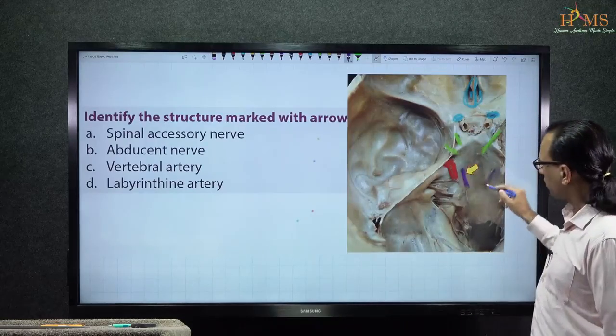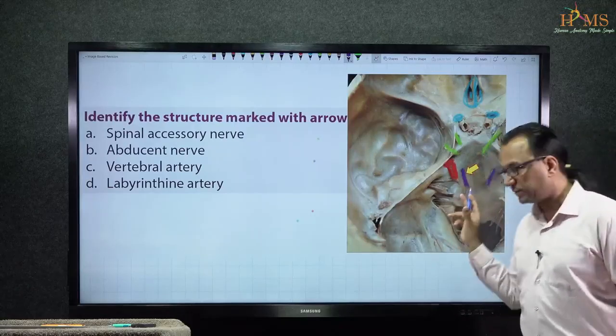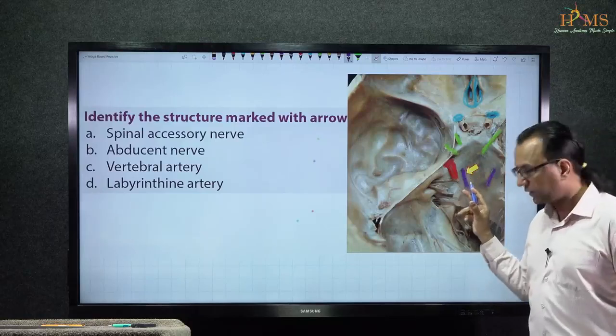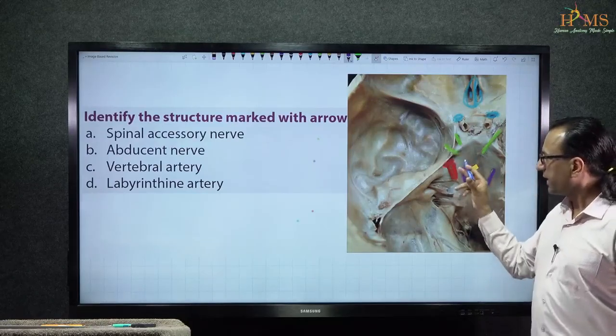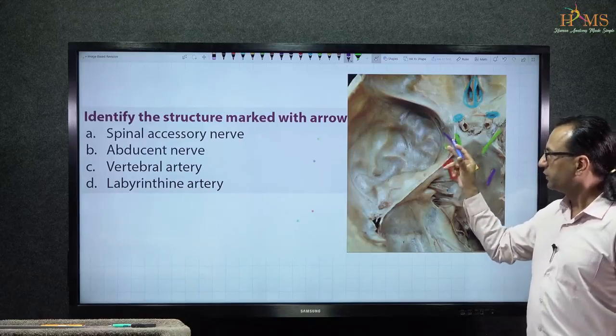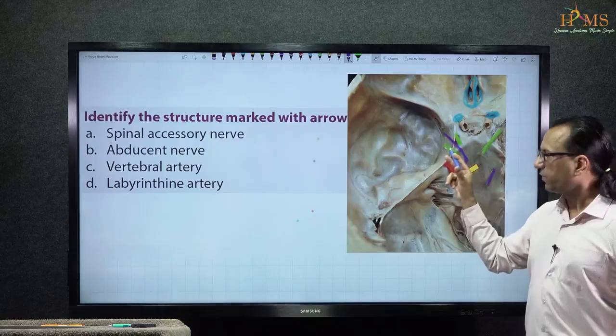This is number 6, the abducens nerve, identified by the fact that it punctures the dura mater at the floor of the posterior cranial fossa before it enters the cavernous sinus, and runs in the middle of these 2 nerves. Now number 3, 6 and 4: most medial is 3, in the middle is 6, and lateral is 4.